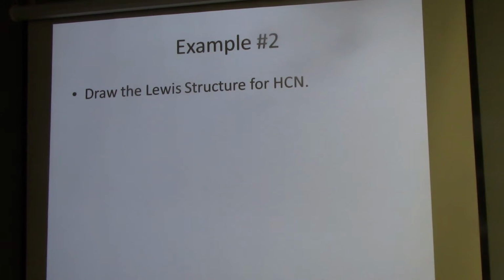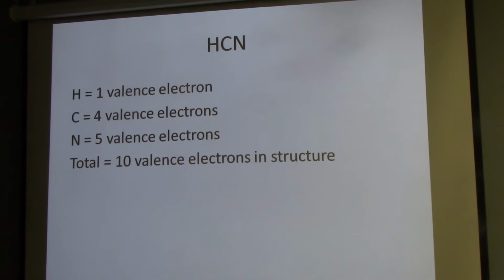All right, the next example I want to talk about is HCN. Hydrogen has 1 valence electron, carbon has 4, and nitrogen has 5. So my total is 10 valence electrons in my Lewis structure.